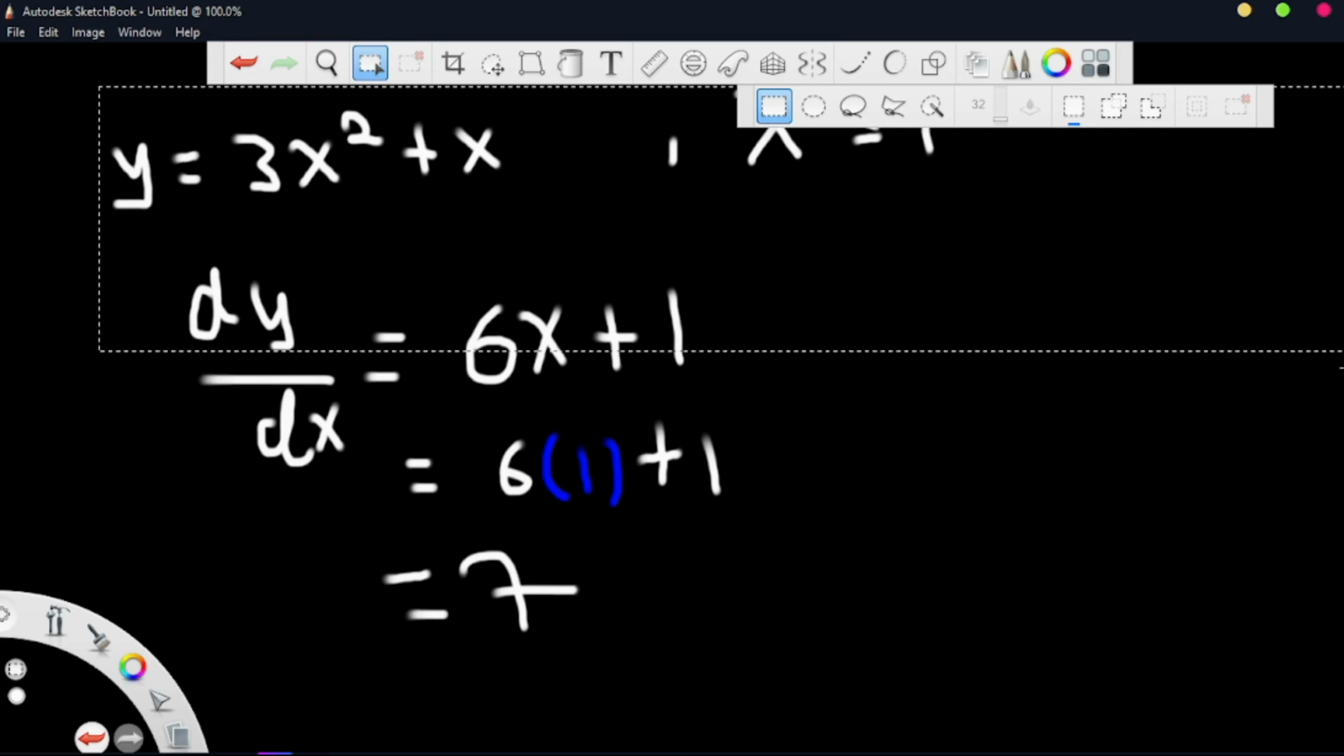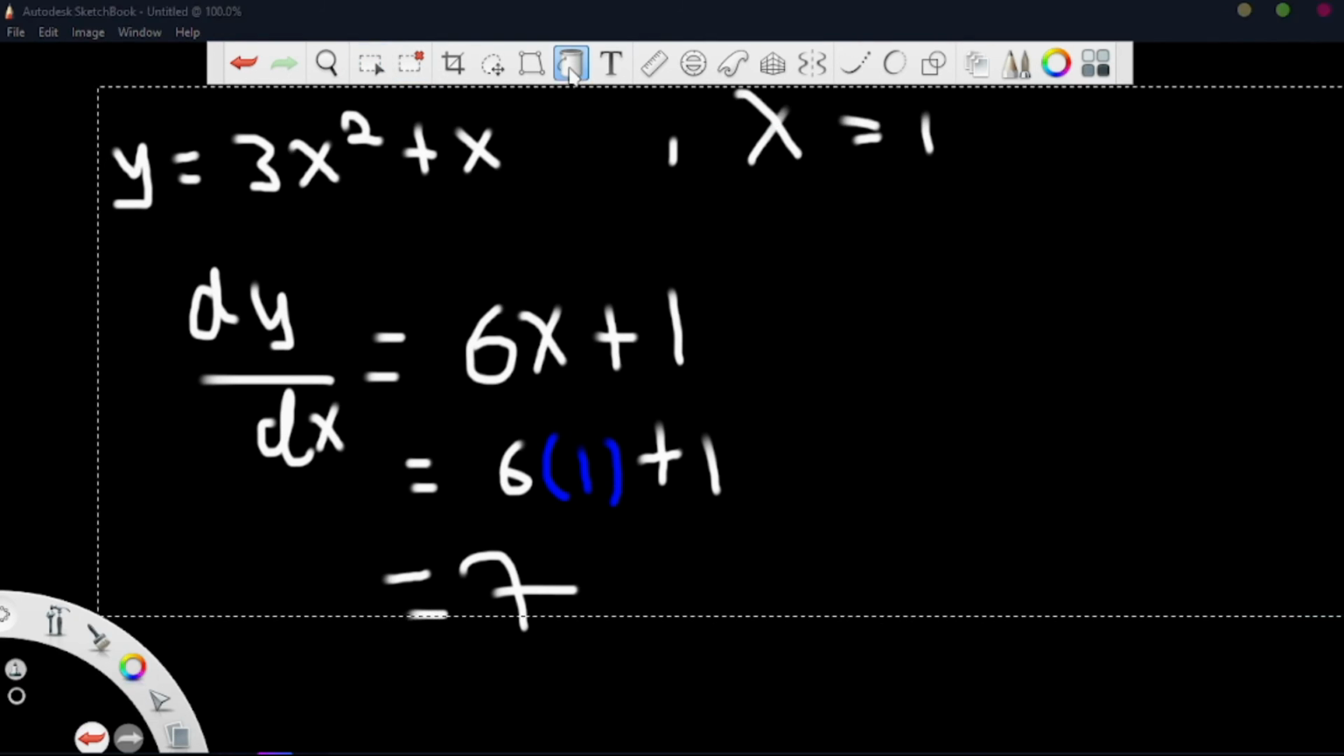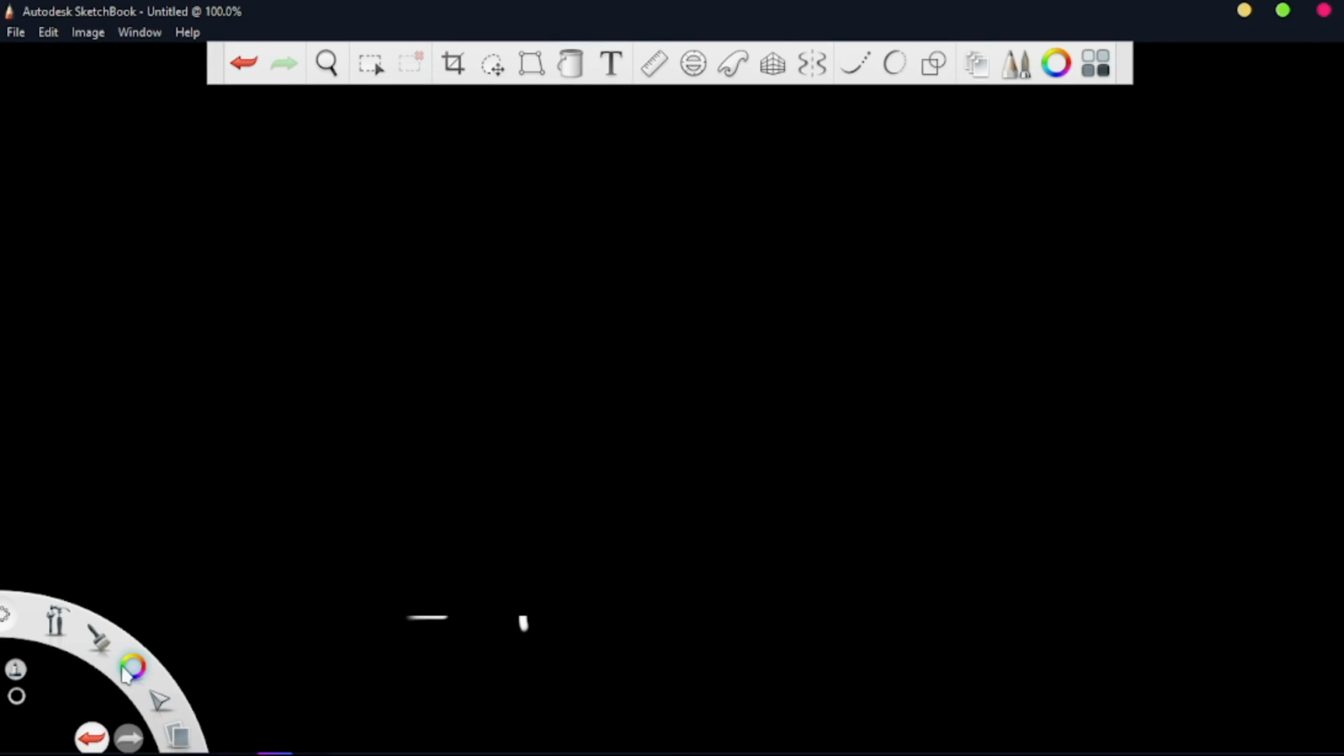Let's go ahead and try out another example. Let's say we have been given our y being equal to 2x squared minus x. And then at this point, my x is a 2.